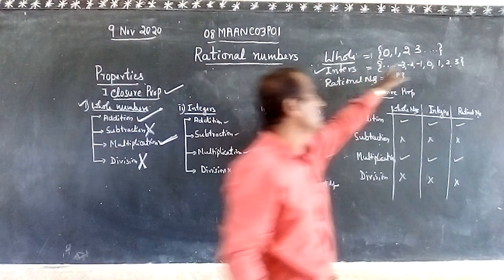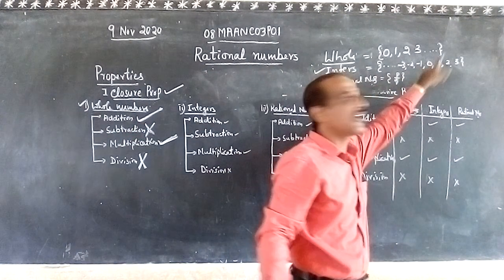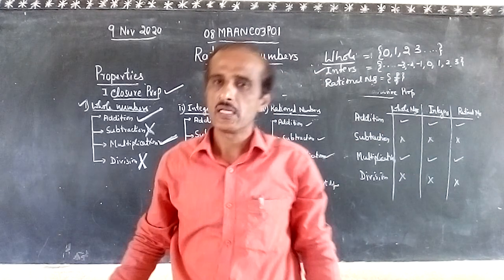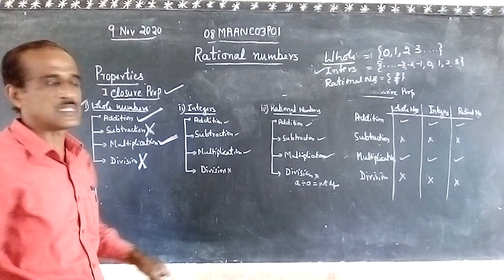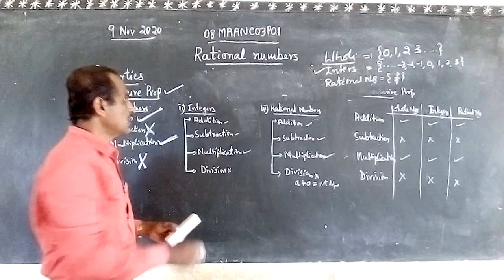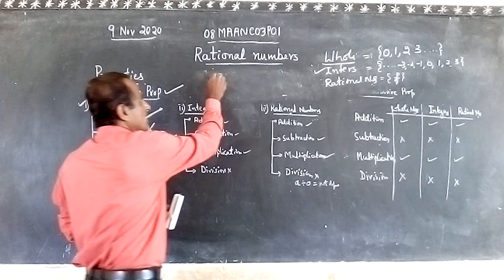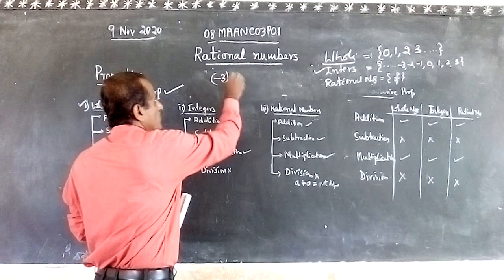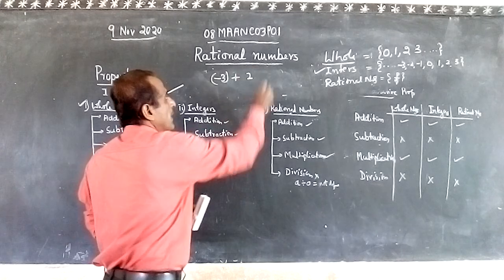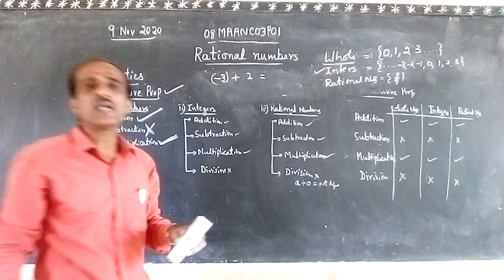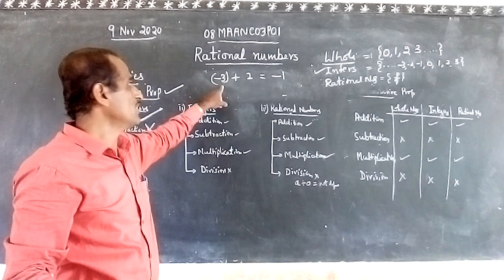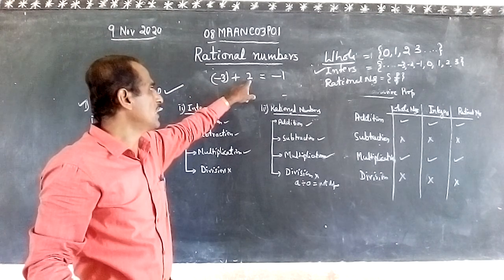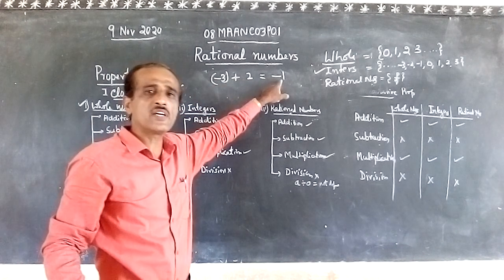All negative numbers, positive numbers along with 0 are called integers, isn't it? What happens to the closure property for integers? Let us add any two integers. Minus 3 plus 2. What is the answer? The answer is minus 1. Minus 3 is an integer, 2 is another integer, and minus 1 is also an integer.